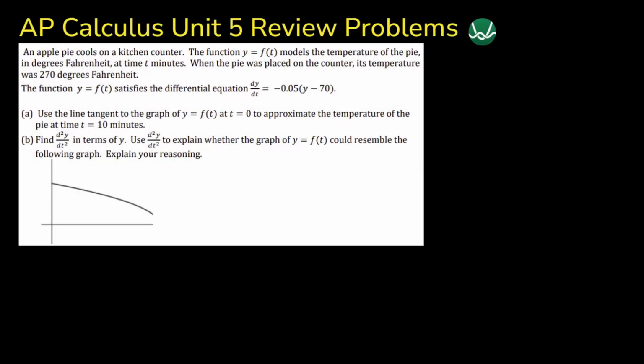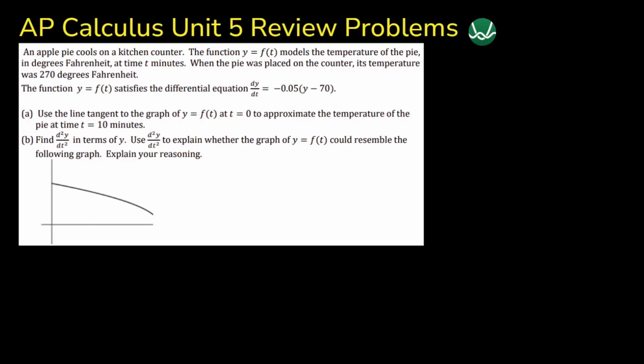So here we go. An apple pie cools on a kitchen counter. The function f models the temperature of the pie in degrees Fahrenheit at time t minutes. When the pie was placed on the counter, its temperature was 270 degrees. The function y equals f(t) satisfies the differential equation dy/dt. Use the line tangent to the graph of y at t equals 0 to approximate the temperature of the pie at 10 minutes.